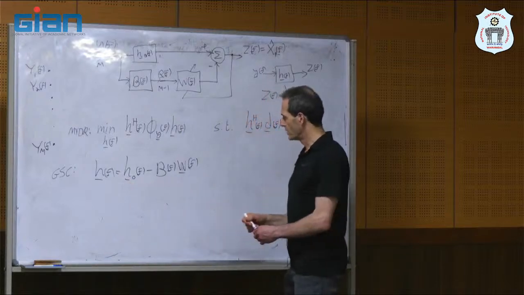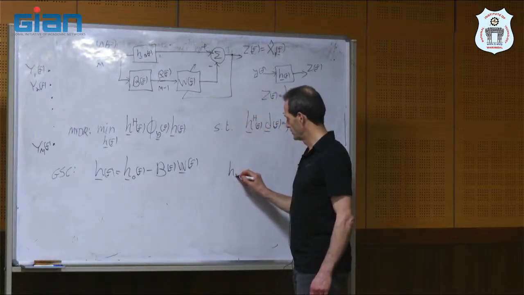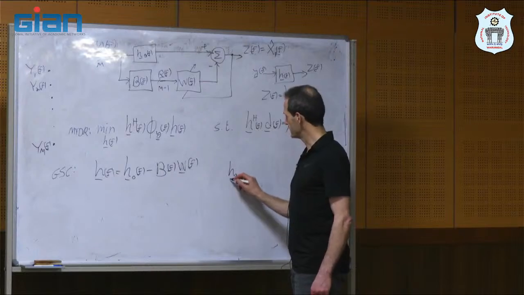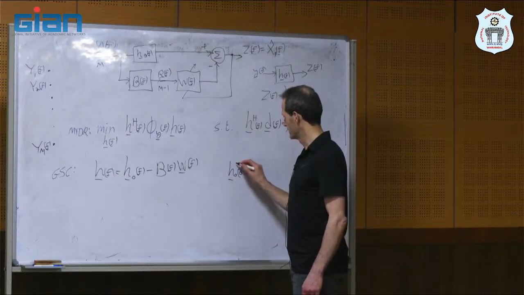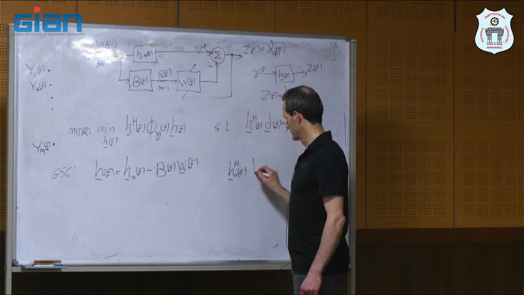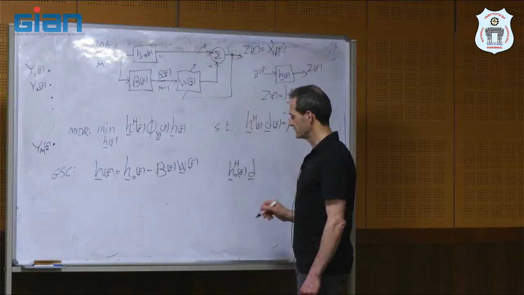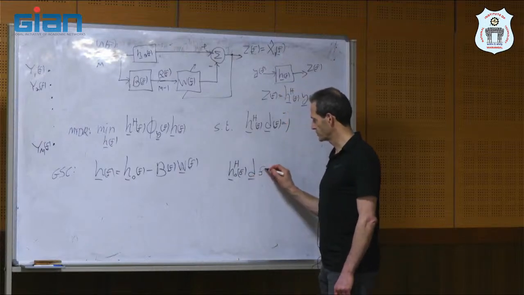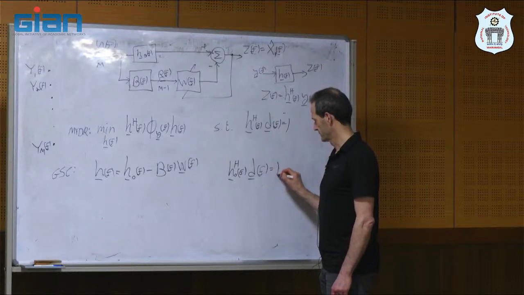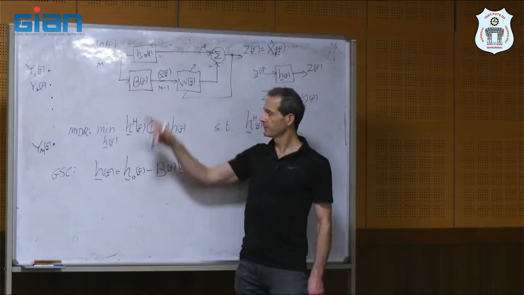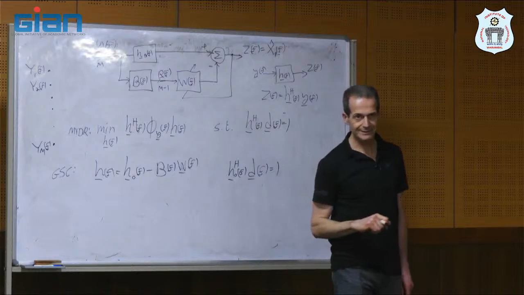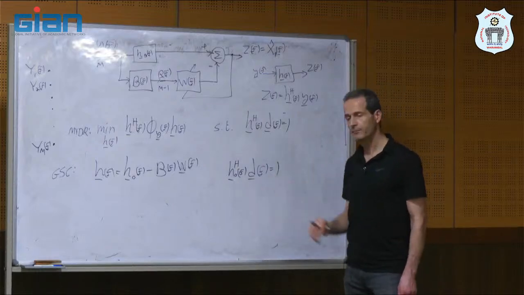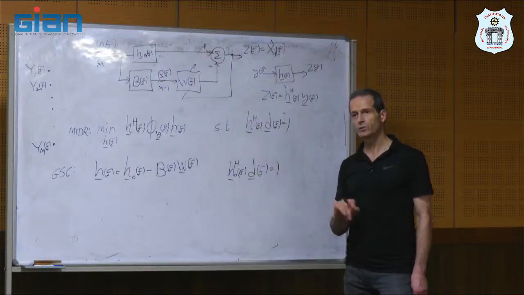So H0 we find such that it satisfies the distortionless constraint. So H0 is any filter that satisfies the distortionless constraint.